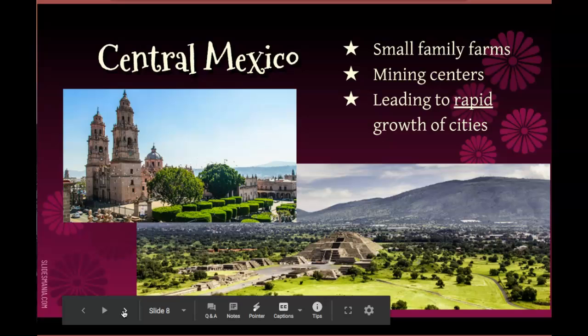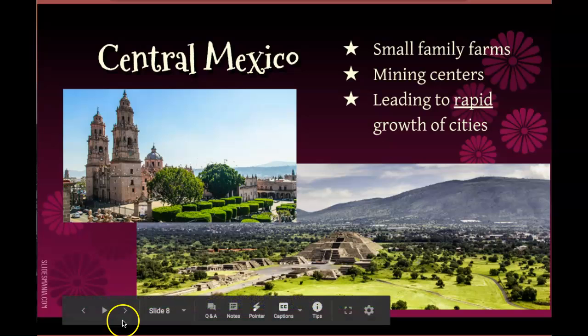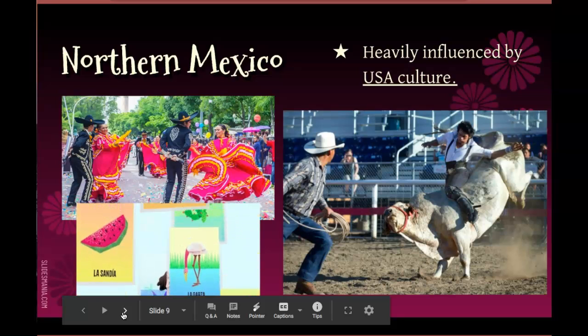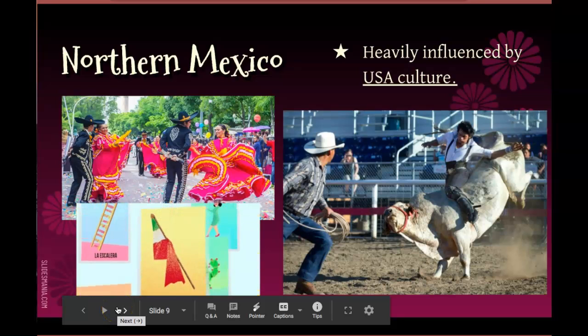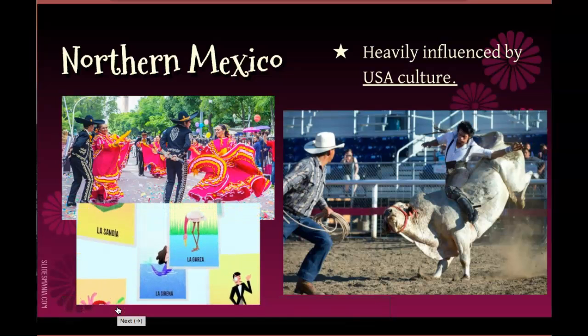Central Mexico has small family farms. It's big with mining, and that's pretty much led to the rapid growth of the cities. That's the biggest contribution to the growth of population, the mining. Northern Mexico, remember, is the northern part closest to Texas. This was heavily influenced by the United States culture.